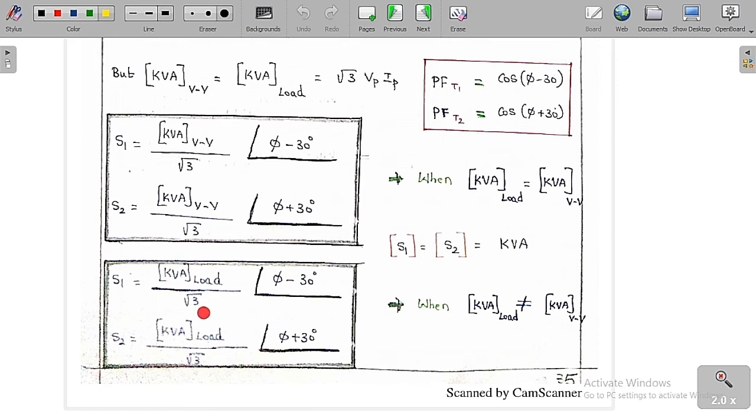Therefore S1, the complex power supplied by transformer 1, is equal to kVA of the load by root 3 at an angle of φ minus 30 degrees, and the power factor of transformer 1 is equal to cos of (φ minus 30). Whereas the complex power supplied by transformer 2 is equal to kVA of the load by root 3 at an angle of φ plus 30, and the power factor of the second transformer is equal to cos of (φ plus 30). That is the thing that I have been trying to say all this time.